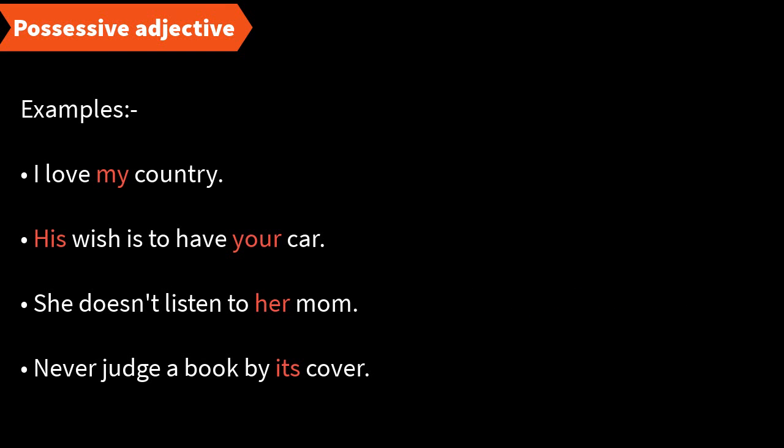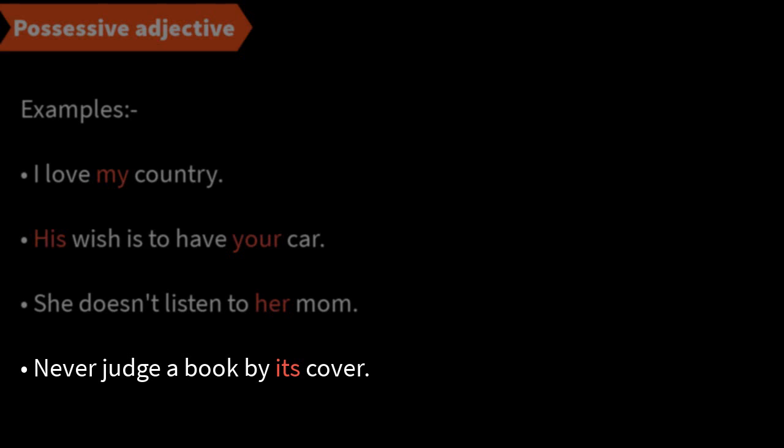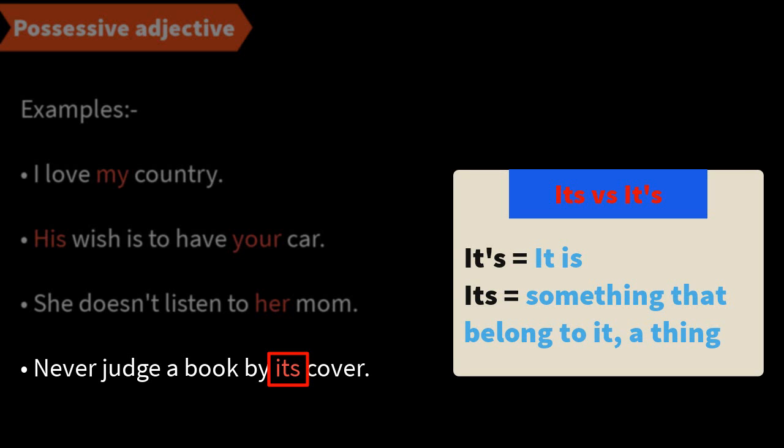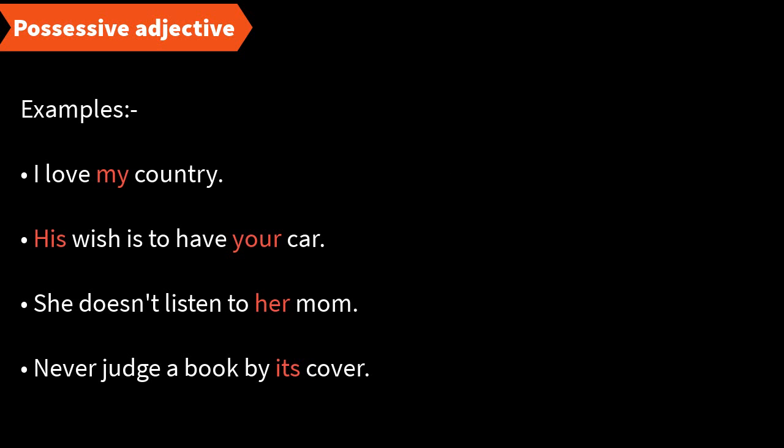All right, let's take an example of its. Never judge a book by its cover. Very famous saying, you must have heard it. Never judge a book by its cover. Now, guys, the very first thing is we do not have an apostrophe here. Its means it is, and this its means something that belongs to a thing. Okay, never judge a book by its cover, the cover that belongs to that book, right? So this is what a possessive adjective is.